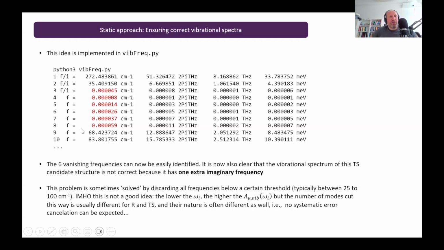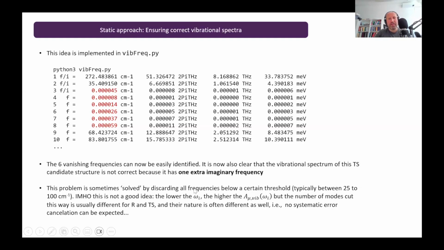computing thermodynamic contributions. Now, if you look into the literature, this problem is sometimes solved by discarding all frequencies below a certain threshold. Typically, this threshold is chosen to be something between 25 and 100 reciprocal centimeters. In my humble opinion, this is not a good idea. And the reason is that, of course, the lower the frequency, the higher the corresponding vibrational free energy contribution.